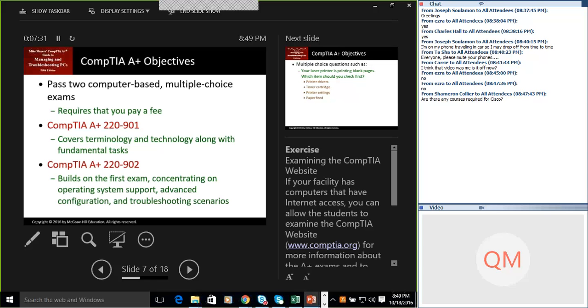And do they have the scores? So 902 builds on the first exam, concentrating on operating system support, advanced configuration, and troubleshooting. That's more of what's covered in 902.